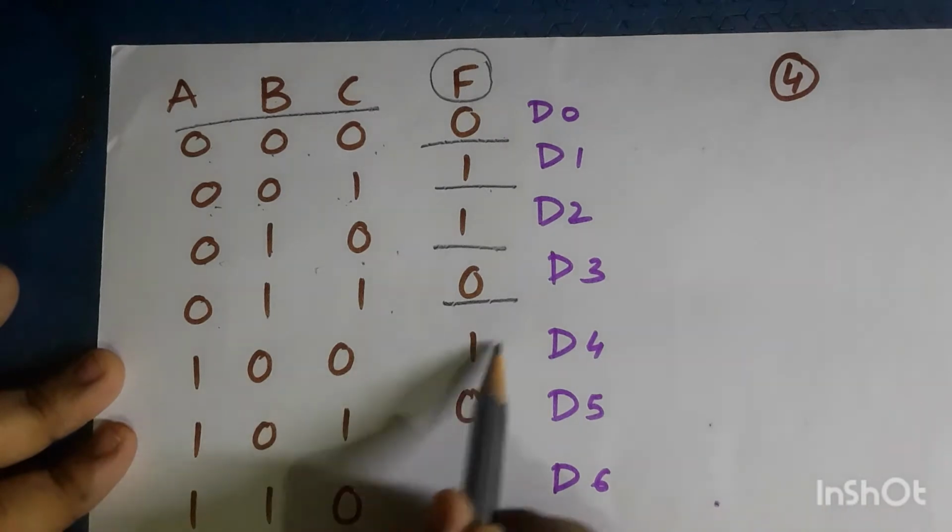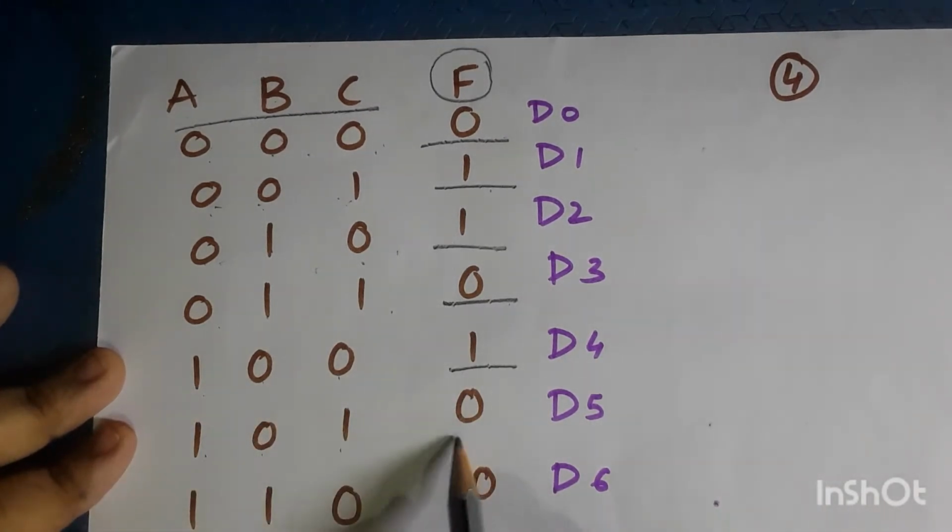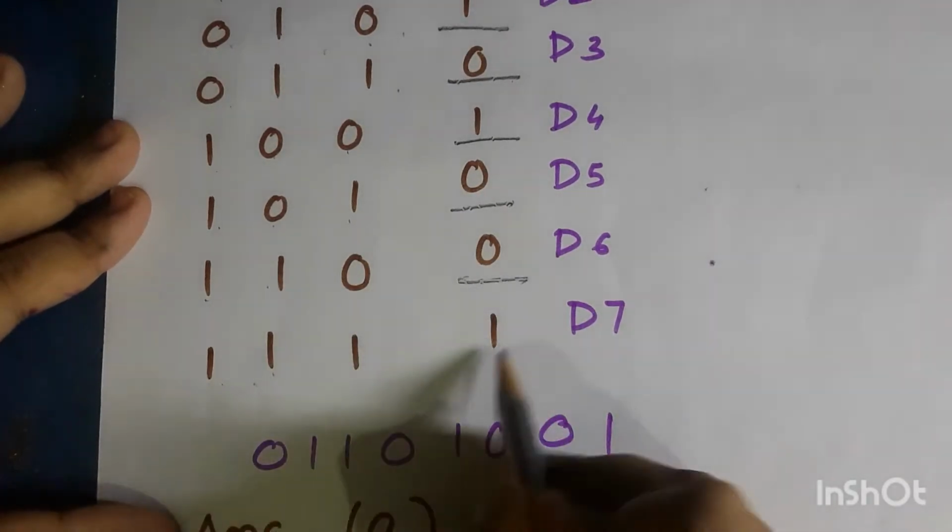So 0, sum bit is 0. 1 0 0, sum bit is 1. 1 0 1, sum bit is 0. 1 1 0, sum bit is 0. And 1 1 1, sum bit is 1.